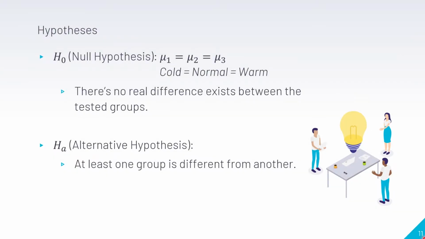First, we need to find our hypothesis, which our null hypothesis means that our population 1 is equal to our population 2 and equal to our population 3. In this case, we have cold that is equal to our normal and equal to warm. This means that there's no real difference between the tested groups, while our alternative hypothesis means that at least one group is different from another.